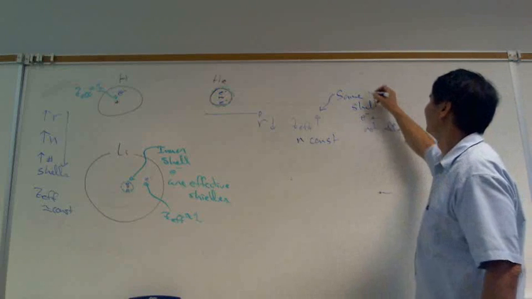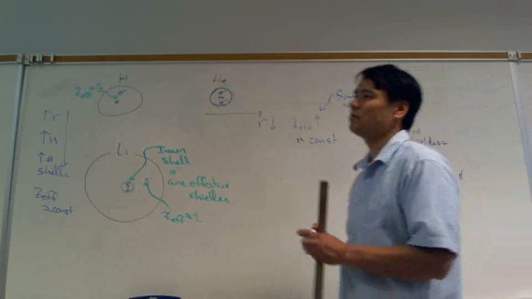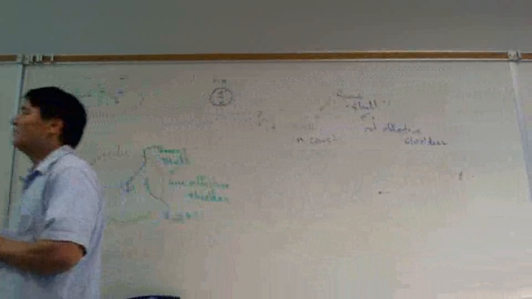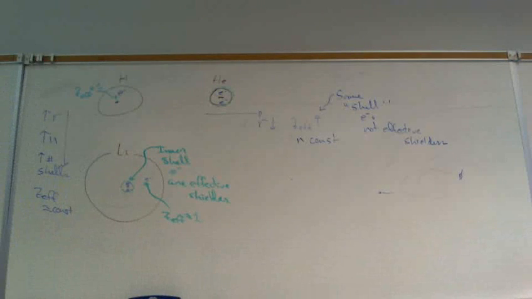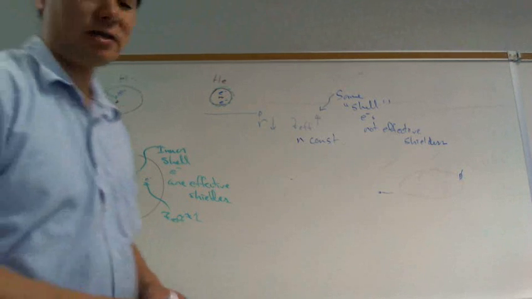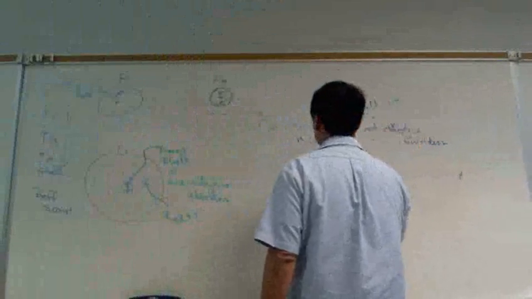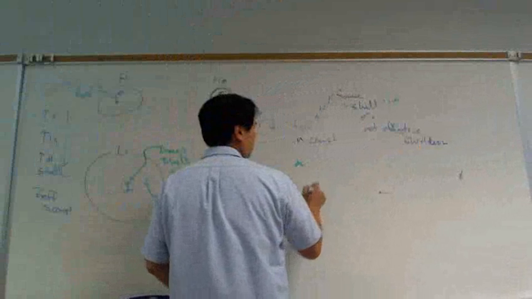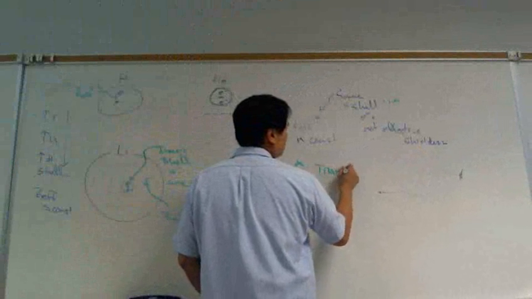All right, same shell. Let me put shell in quotation marks, because we know this is the second shell here, this is the third shell, this is the fourth shell. I put shell in quotation marks, and let me put a little asterisk here because of the transition block, the transition metals.